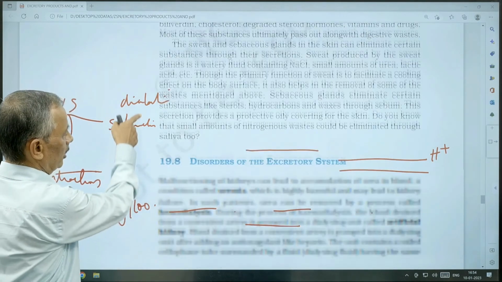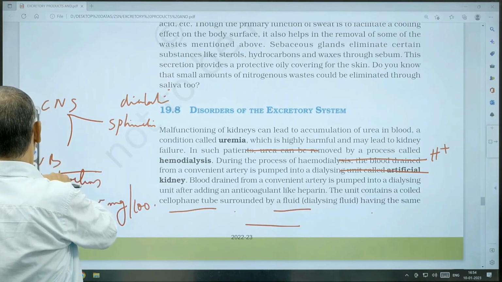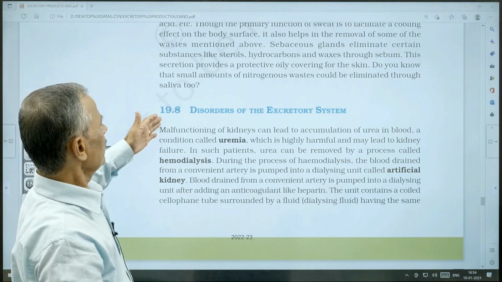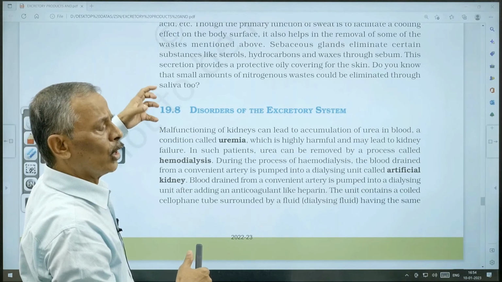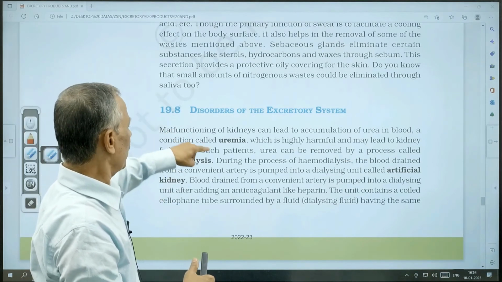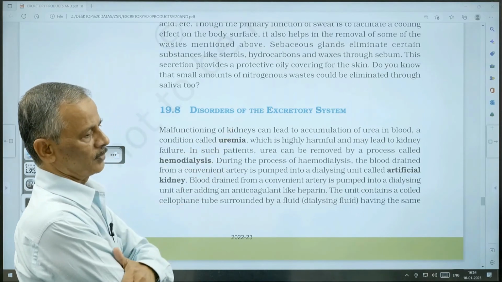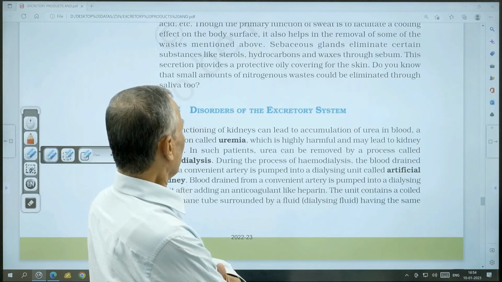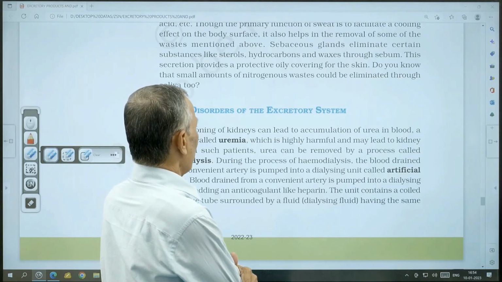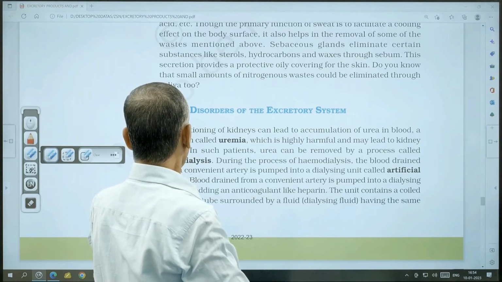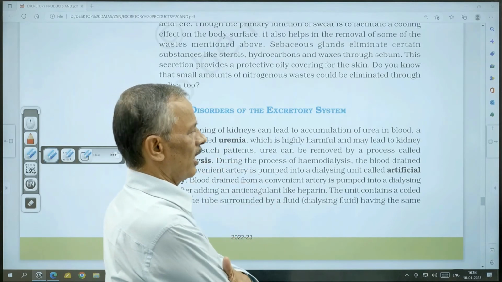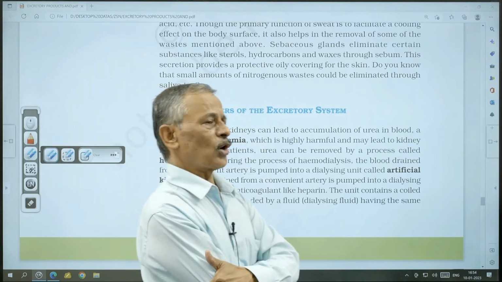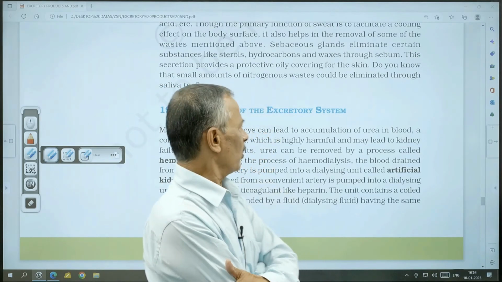And finally, coming to the disorders. When excess urea accumulates in blood, the condition is called uremia. It is an indication of kidney failure. Then that excess urea can be removed by hemodialysis. And if hemodialysis is continued for a long time, that will cause severe problems for the patient.